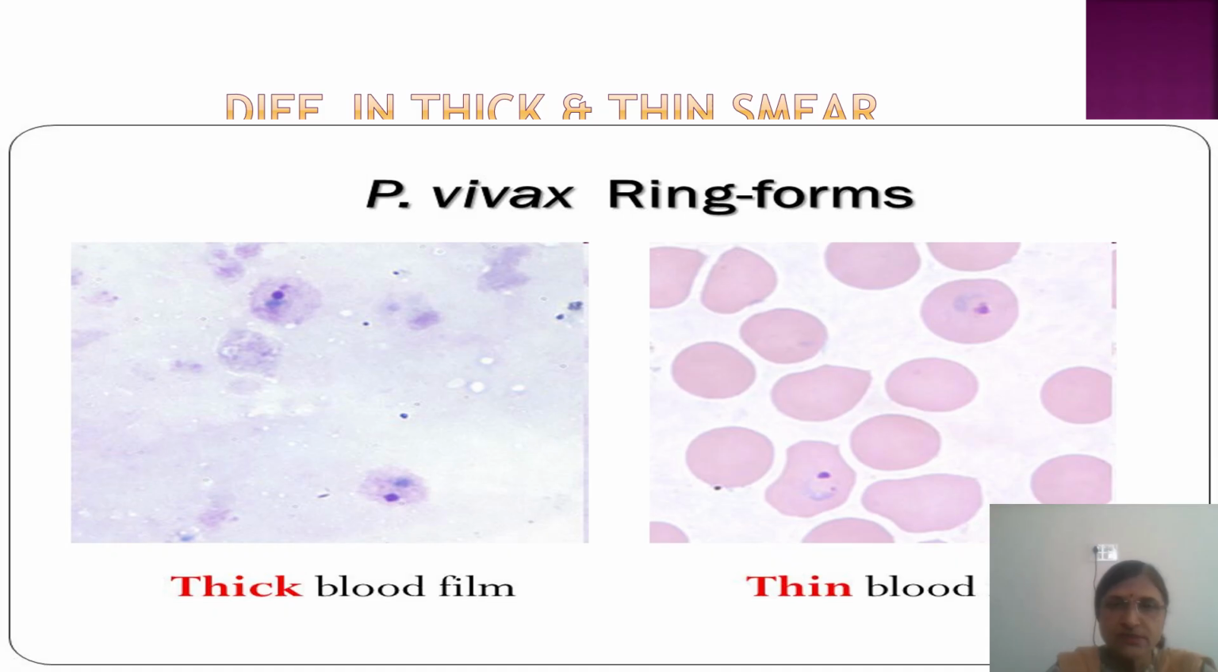So this is a picture showing thick film. Here you can see very few RBCs but mainly parasites. You can see dots and nucleus. And in the other picture, thin blood smear, you can see RBCs, then nucleus and ring, proper ring form. Whether it is thick or thin, you can see, or other morphological forms you can study in thin smear.